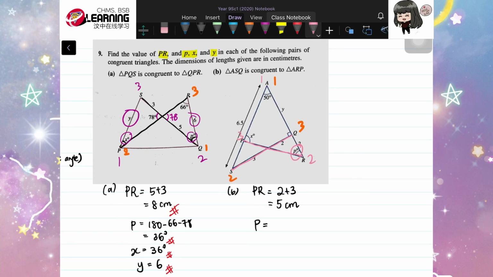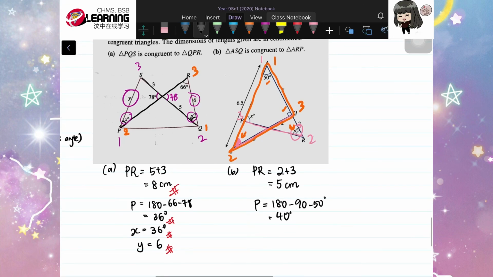Then finding P. What is your P angle? Your P angle, not enough information, but P is also equal to this angle here, if you can see this triangle. 180 minus 50 minus 90 equals this angle, which is the same as P also. So therefore P is 180 minus 90 minus 50, which equals 40 degrees.